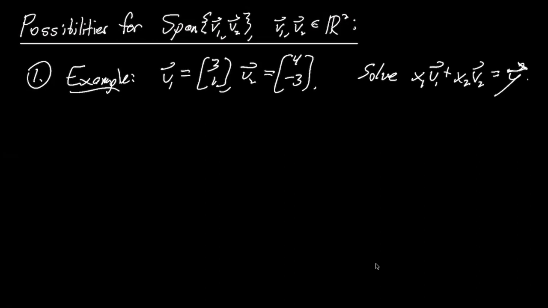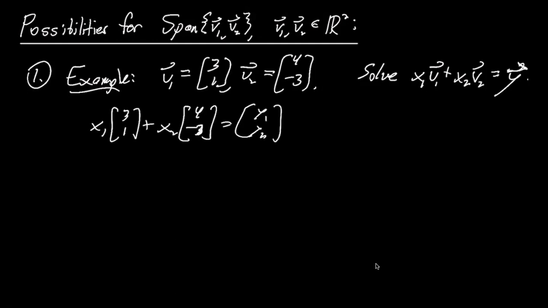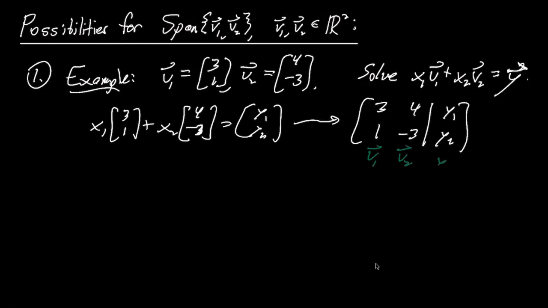So if we change that into equations, you get something like x1 times (3, 1) plus x2 times (4, -3) equals y1, y2. Maybe I'll skip a couple of steps and say you end up with the augmented matrix: first column 3, 1, second column 4, -3, and then this variable column. The first column is V1, the second column is V2, and the third column is this y.